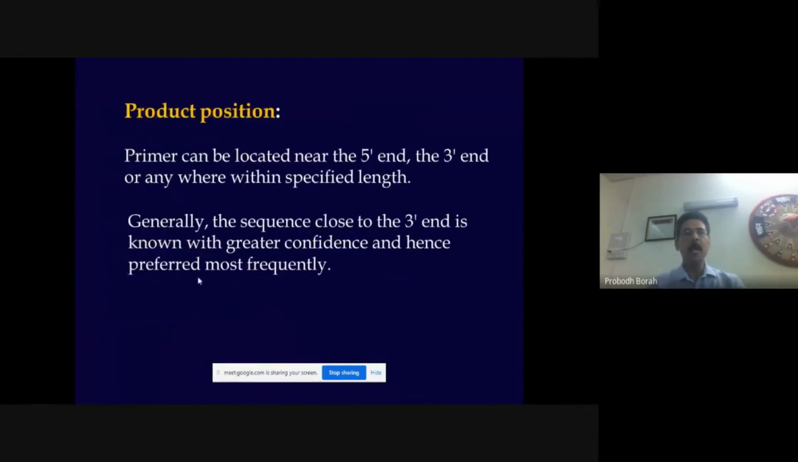Now, another question is product position. This is a common confusion. Say, for example, we have the length of a particular gene around 1200 BP. Now we want to amplify this gene for identification of a particular organism, or we want to identify that gene. Then it is not necessary that we have to amplify the entire length of the gene sequence. We may amplify any part of the gene sequence.